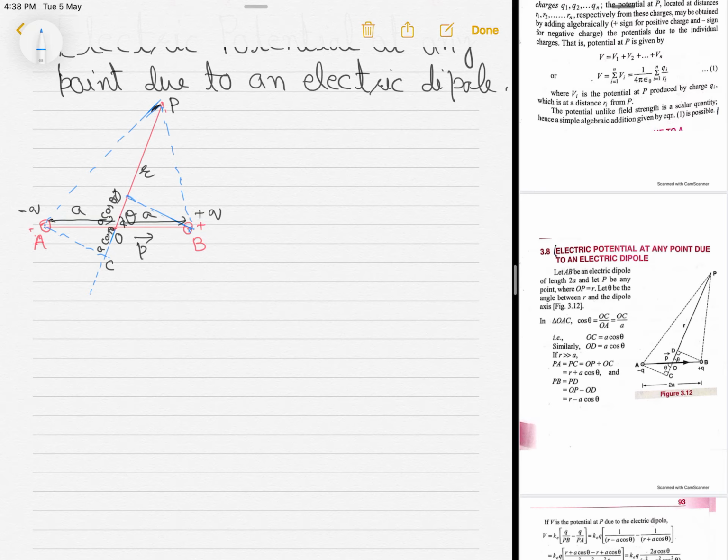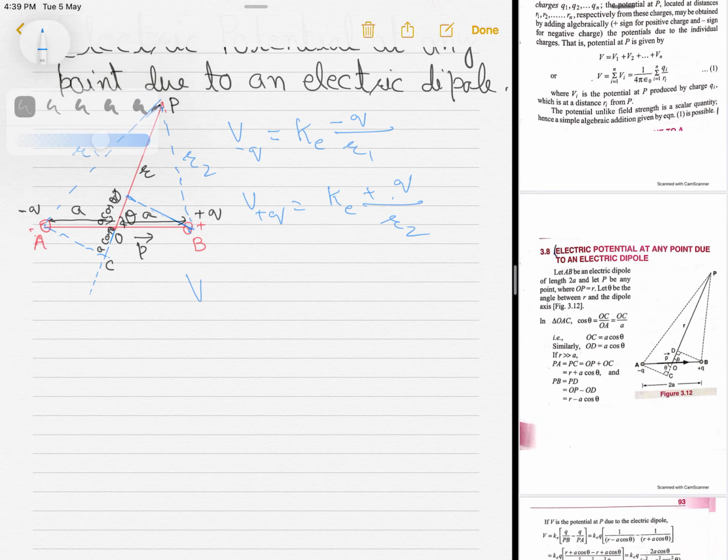The dipole moment direction is from negative to positive. Then we will find the electric potential due to the minus charge, then due to the plus charge, and then add them. So, the electric potential at P due to the minus q charge, which I am denoting here as V minus q, is Ke minus q by r1. It is r1.